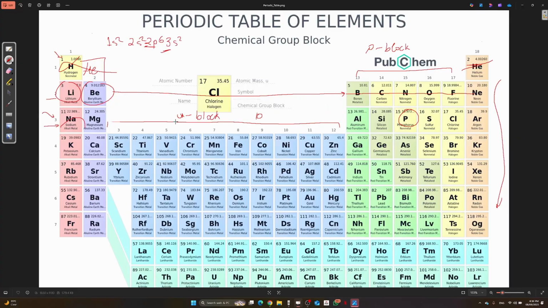We continue going, continue going. We reach aluminium. We're in what block now? The P block. So we go P1, P2, P3. So that means 3P3. We reached phosphorus. So that is the configuration.